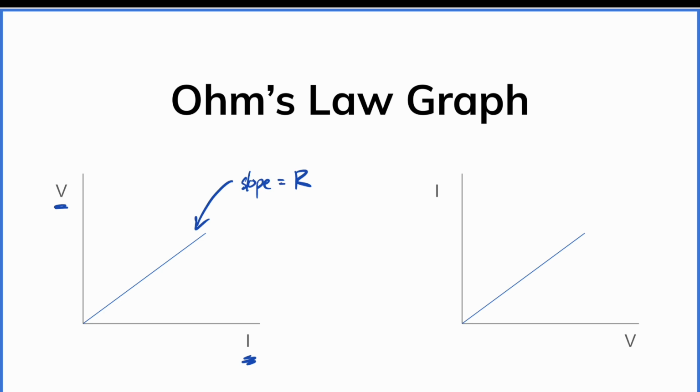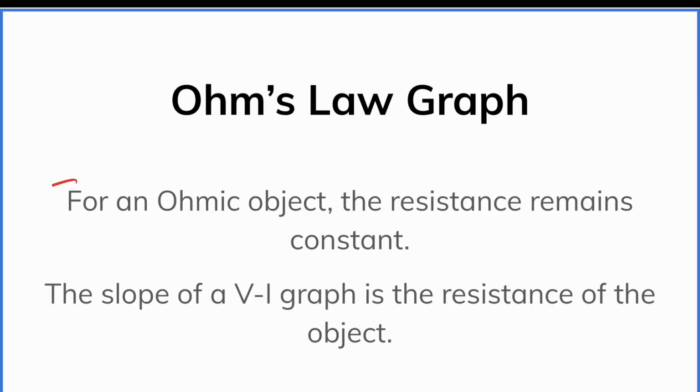However, sometimes you can have graphs that look slightly different depending on the independent and dependent variable. In this case, if I is on the y-axis and V is on the x-axis, then the resistance is equal to 1 over the slope, the inverse of the slope. So the most important thing to remember, for an ohmic object, the resistance remains constant, and the slope of a VI graph is the resistance of the object.